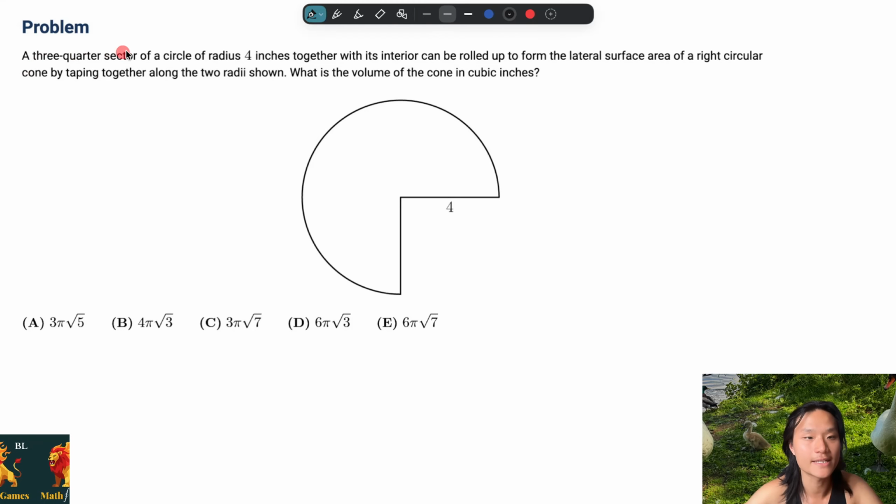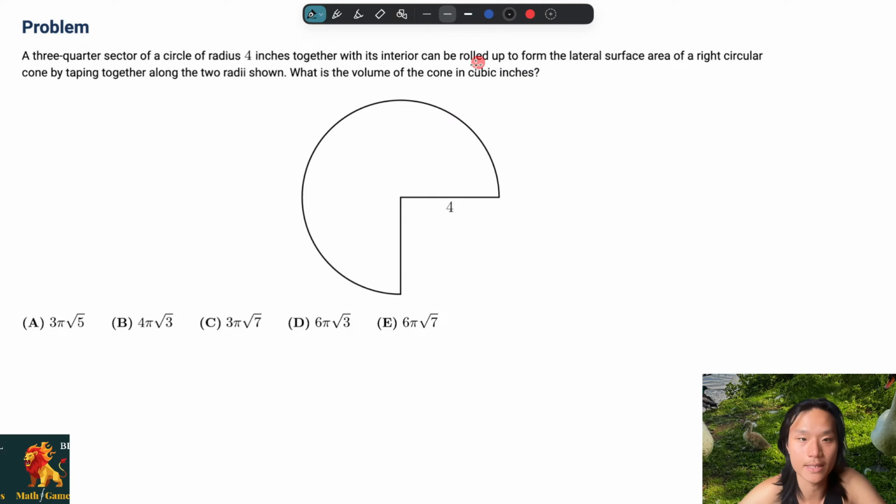A 3/4 sector of a circle of radius 4 inches together with its interior can be rolled up to form the lateral surface area of a right circular cone by taping together along the two radii shown. So, what is the volume of the cone in cubic inches?